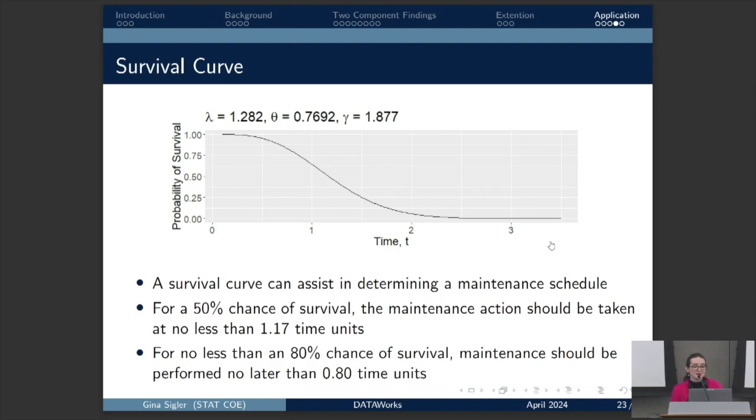And if in this case they maybe didn't care as much and they're like, okay, 50% chance of survival is fine, then you should take your maintenance action at 1.17 time units, right? So they can just work on this graph and use it to trace back exactly what they want to do.